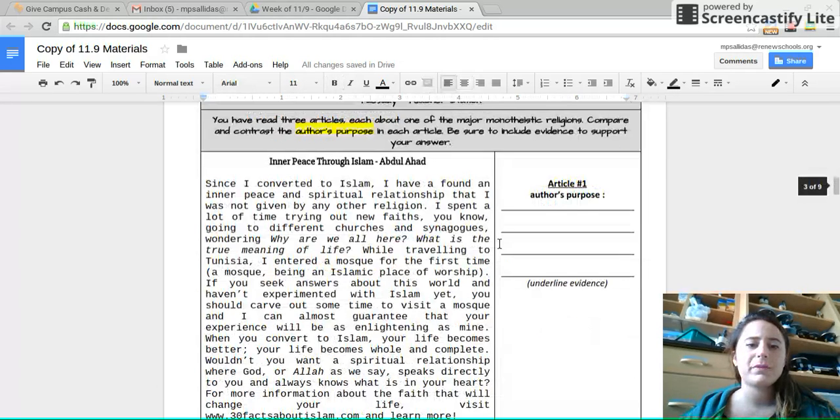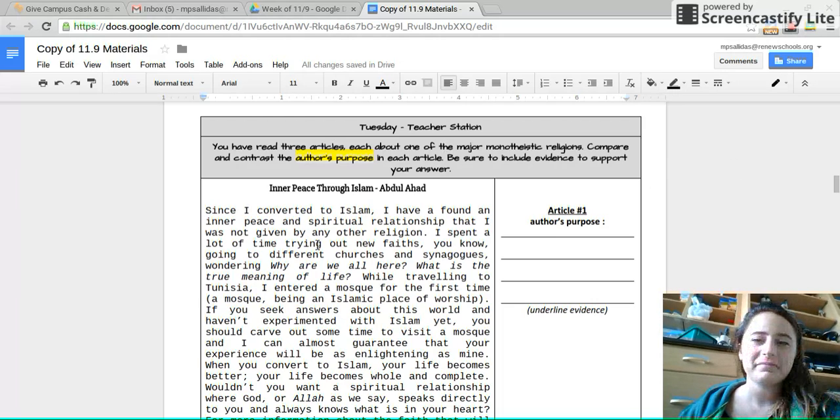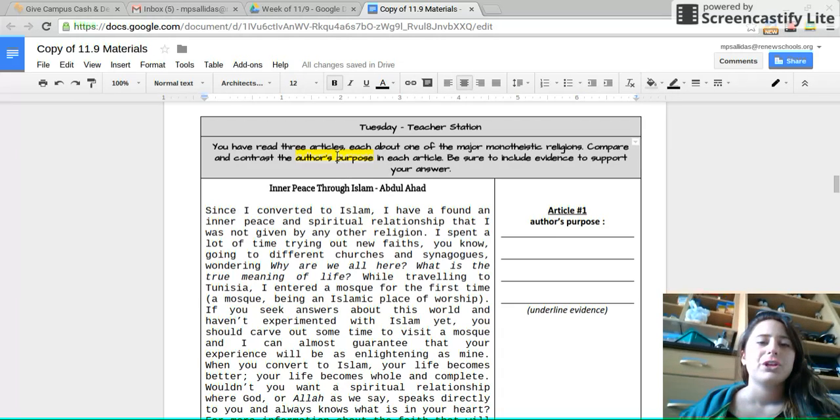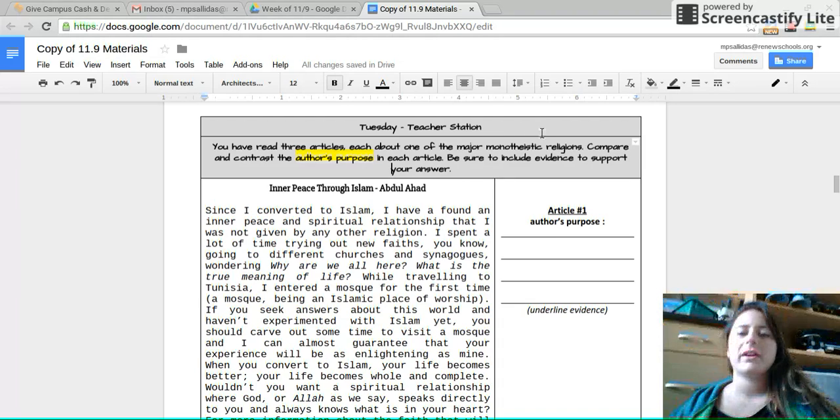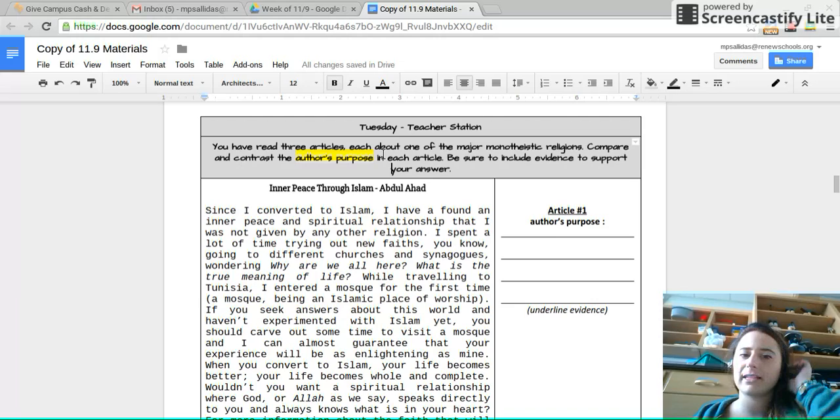Once you're done with that, flip to today's task. It says Tuesday Teacher Station. So here's our task we're working on starting today, and then we're going to have to finish it Friday and write about it. You have read 3 articles, each about one of the major monotheistic religions. Compare and contrast the author's purpose in each article. Be sure to include evidence to support your answer.